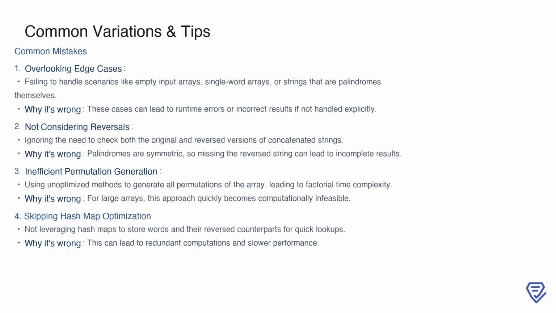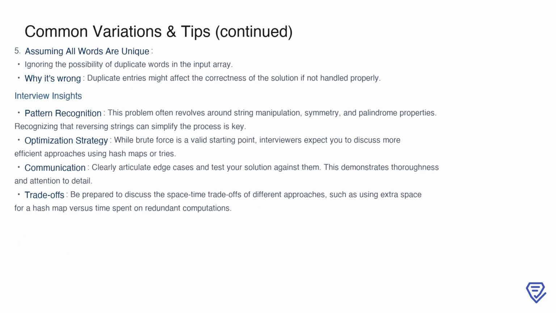Efficiency is also a concern. Using unoptimized methods to generate all permutations of the array can result in exponential time complexity, which is impractical for larger input sizes. Finally, skipping hash map optimizations is another pitfall. Hash maps allow you to quickly store and retrieve words along with their reversed counterparts, which avoids redundant computations and improves performance significantly. Addressing these issues is critical for both correctness and efficiency. Additionally, it's important not to assume that all words in the input array are unique. Duplicate words can introduce subtle bugs if they aren't accounted for, potentially affecting the correctness of your solution.